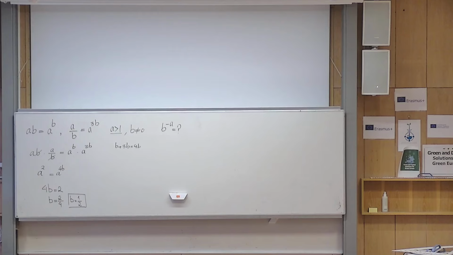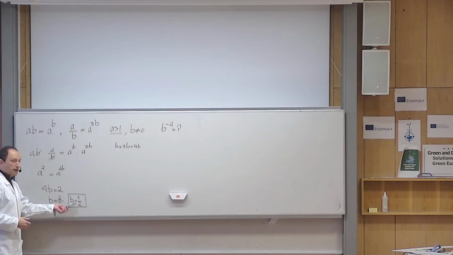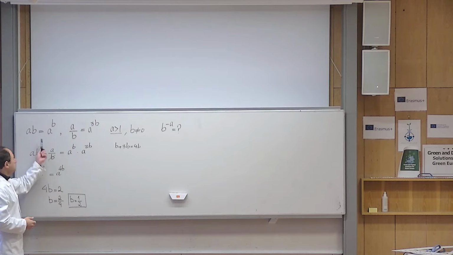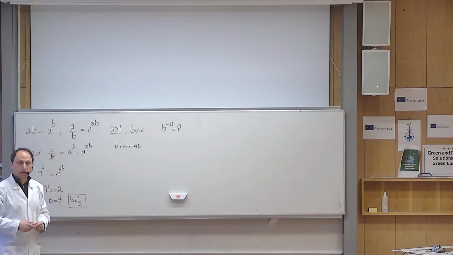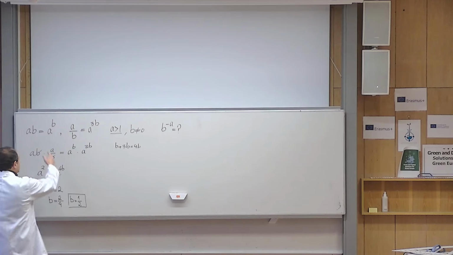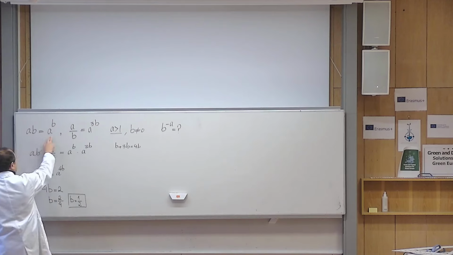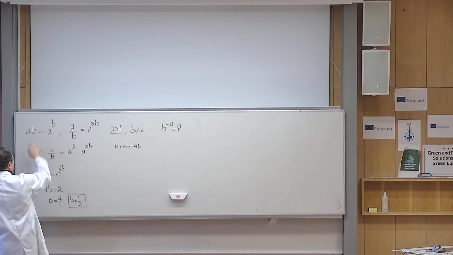Okay, so what we can do, now that I have B, I can put it back into one of these equations, then there will be only one unknown left for me, and that is A. I would prefer to put it here. It seems simpler for me. So I will take my B here and put it there.